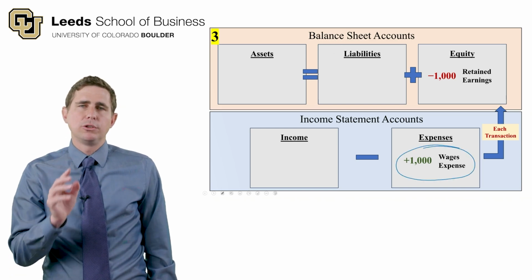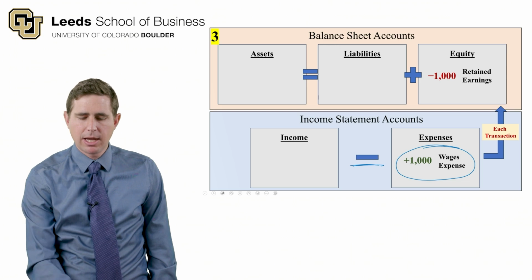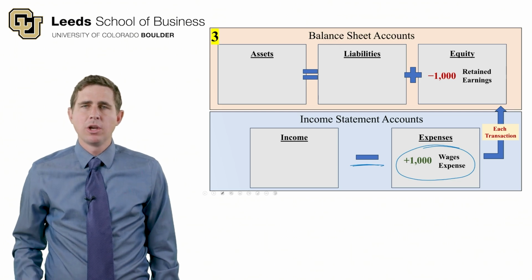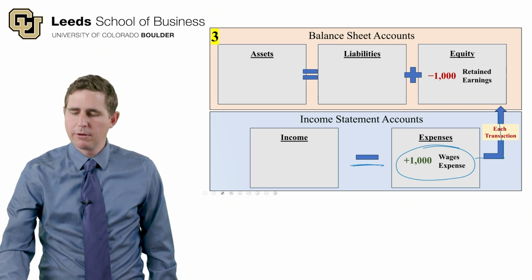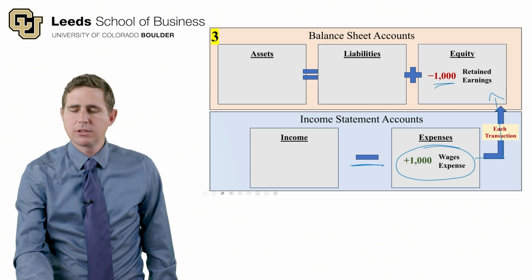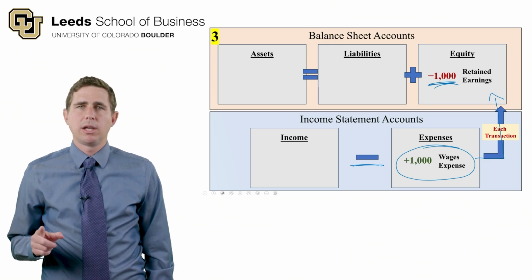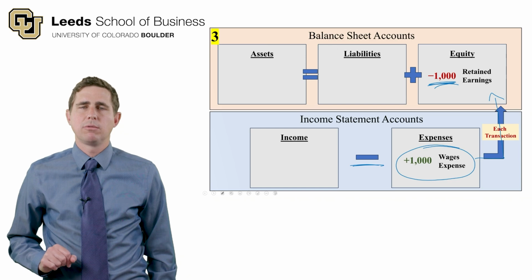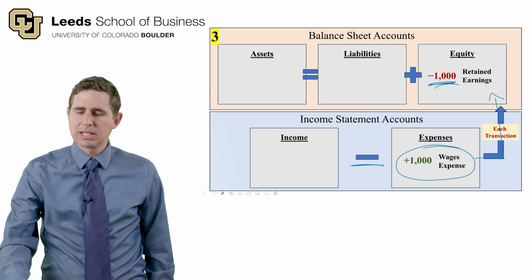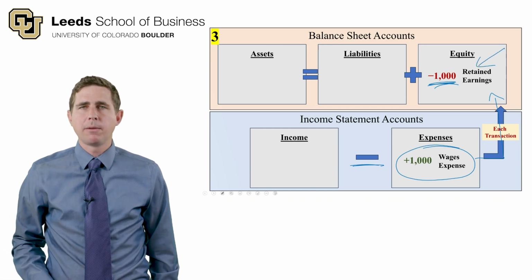Expenses are going to reduce net income. You see this minus sign here, income minus expenses. So a reduction in net income is going to flow into retained earnings, and it's going to reduce retained earnings. Remember, income increases retained earnings and expenses decrease retained earnings. So that's how that expense will be reflected in equity as a reduction in retained earnings.